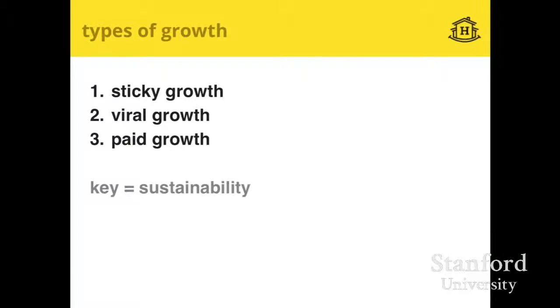And the central theme I'm going to go through is sustainability. By sustainable growth, I mean you're basically not a leaky bucket. Money you put in or time you put in has a good return on investment.